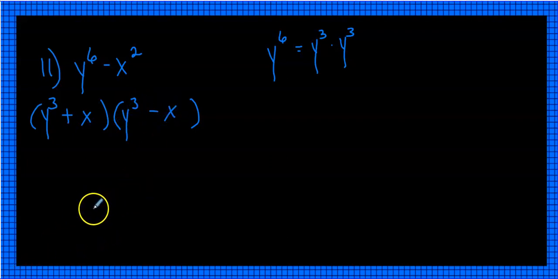And of course, on this one, I'm not going to state what the zeros are, because I have two different variables, and this is just a different type of problem. All we're doing here is just factoring it.